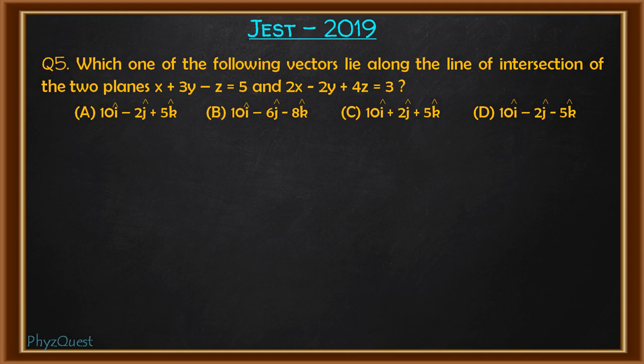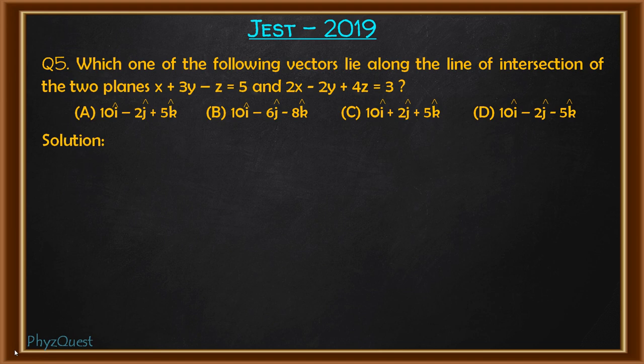Next question is, which one of the following vectors lies along the line of intersection of the two planes x plus cy minus z is equal to 5 and 2x minus 2y plus 4z is equal to 3. Four options are given and we need to choose the correct option. So let's get started.